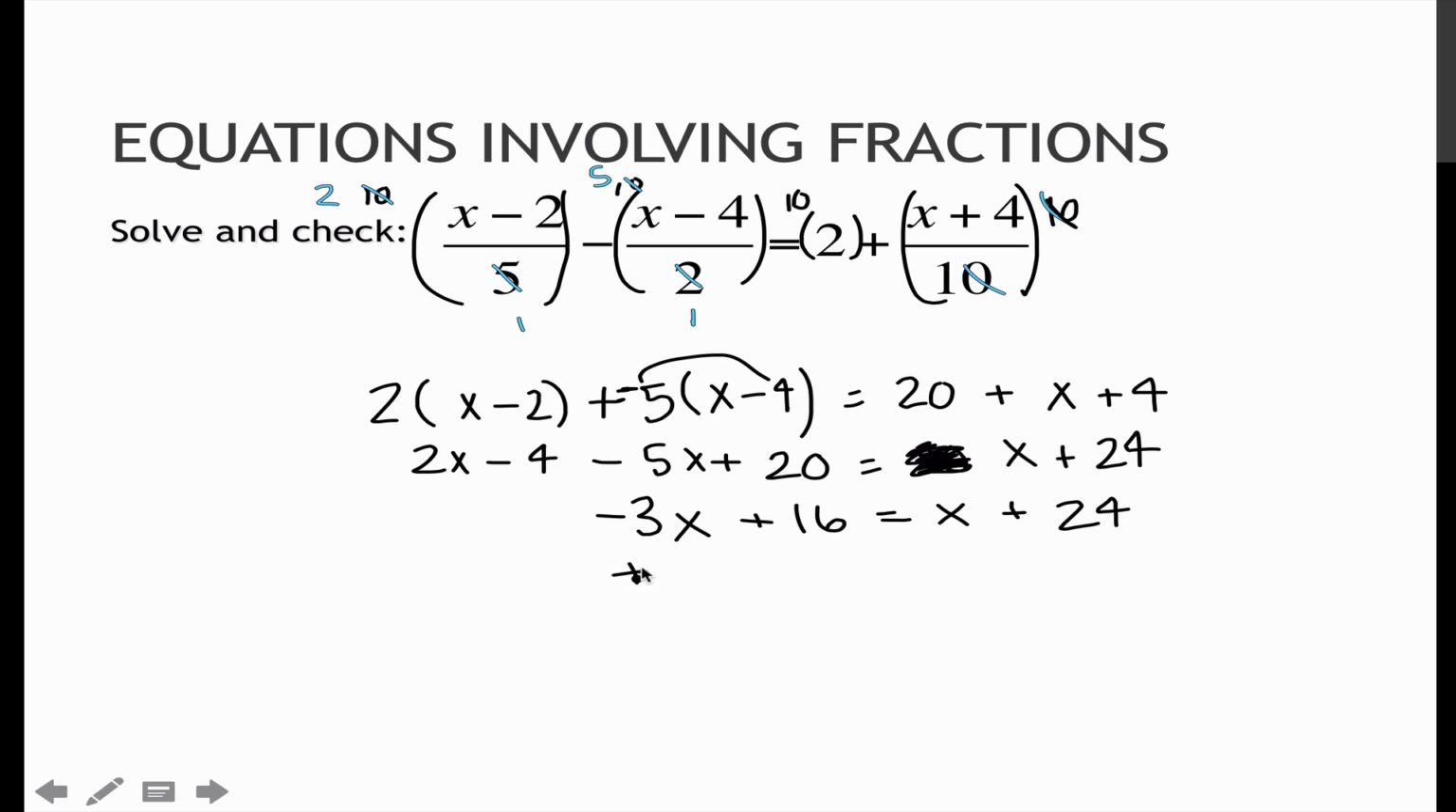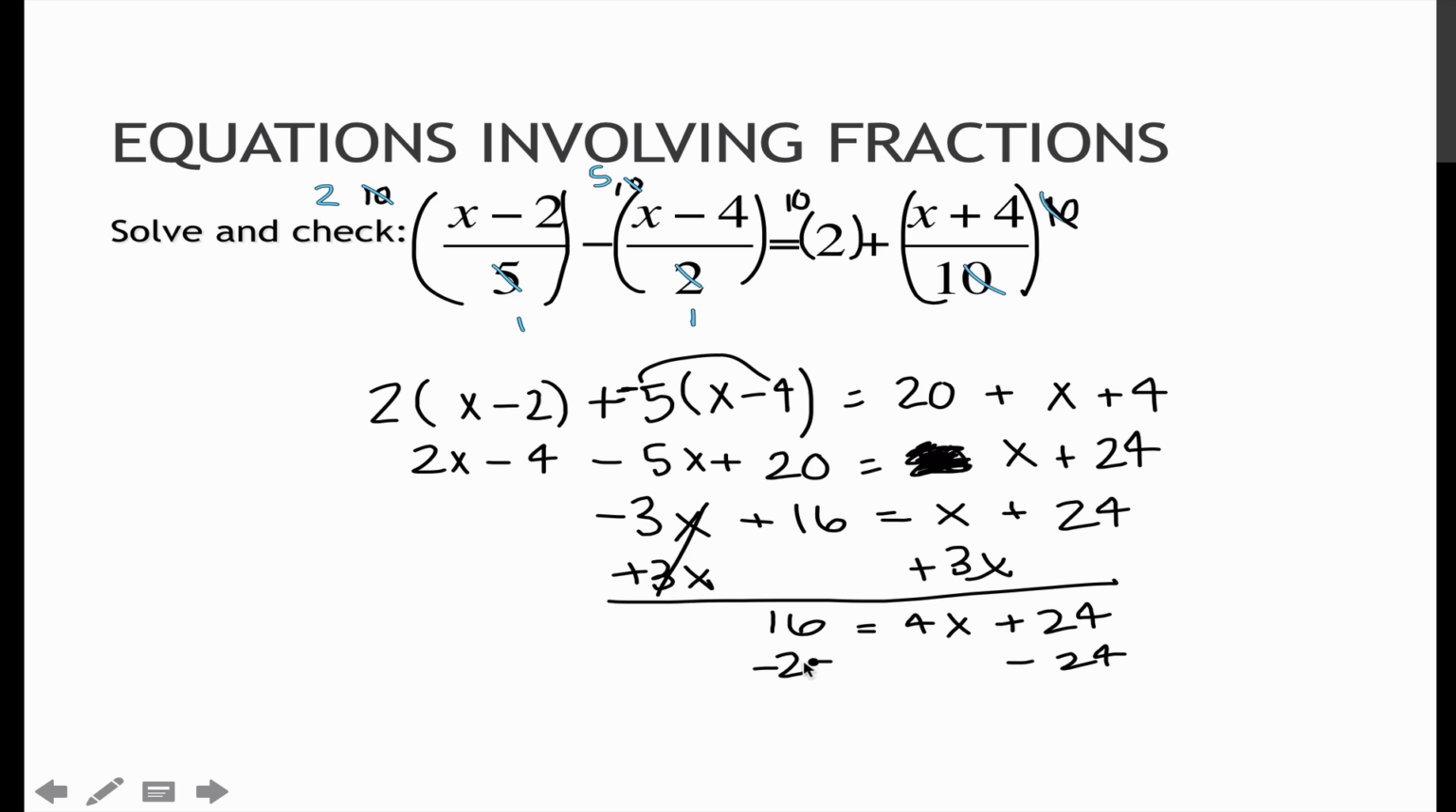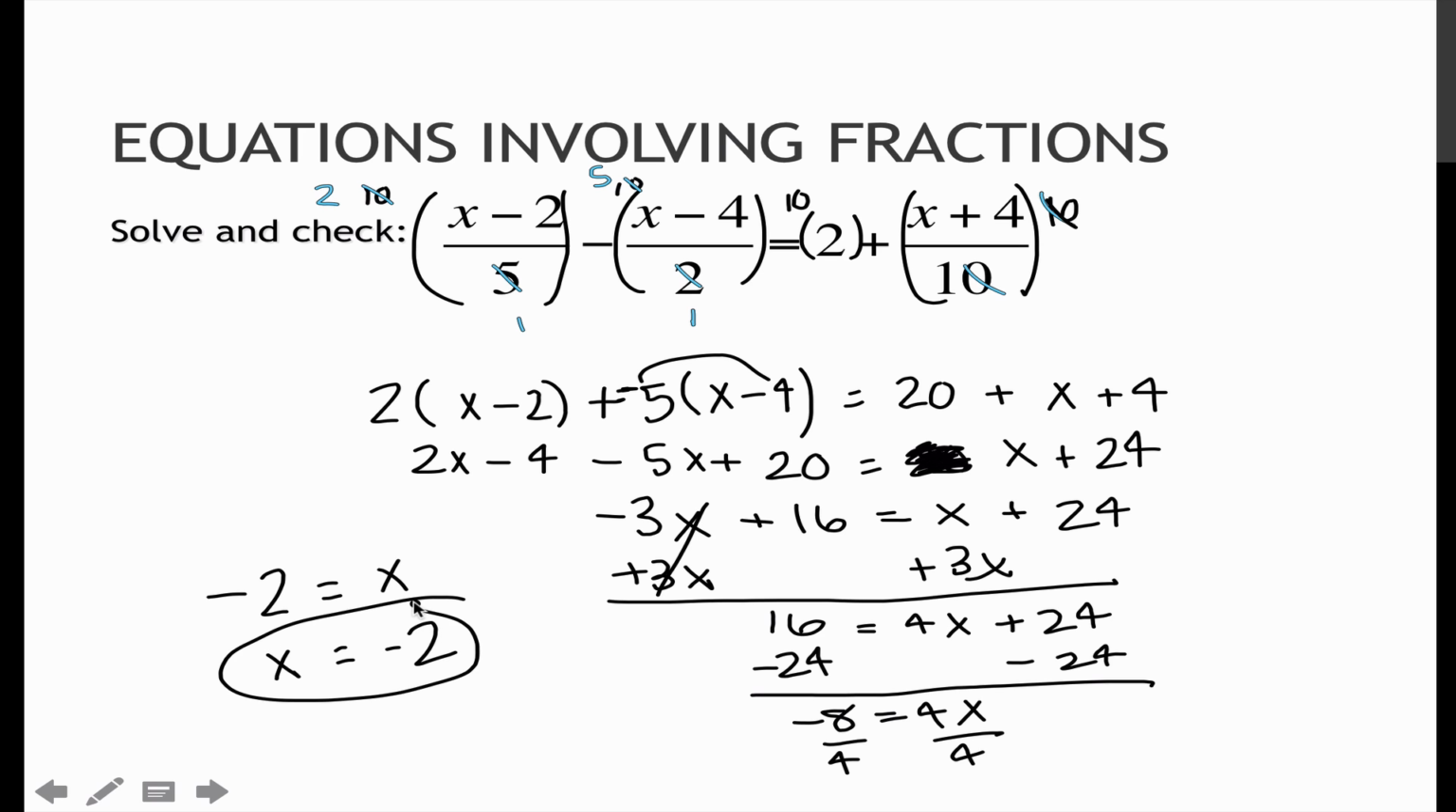Now I'm going to choose to add 3x to each side because I want x's to one side. That gives me 16 equals 4x plus 24. And then, of course, subtracting the 24 from each side would give me negative 8 equals 4x. And then, of course, dividing by 4, I would get negative 2 equals x, which I could write as x equals negative 2. I will leave the check for you.